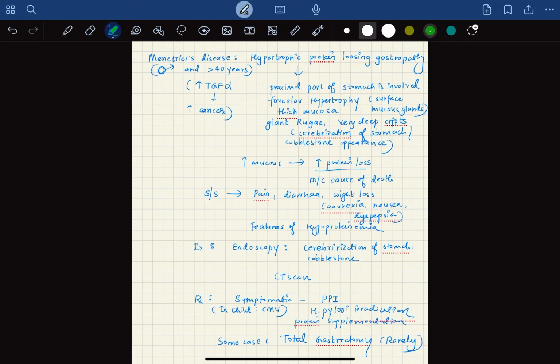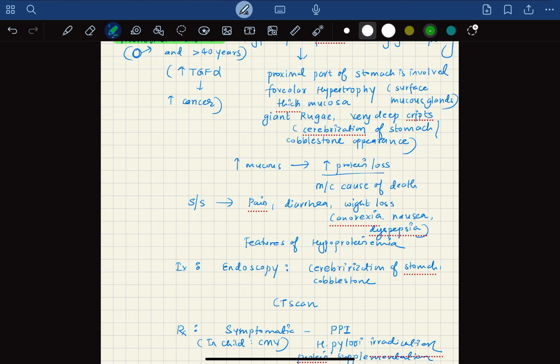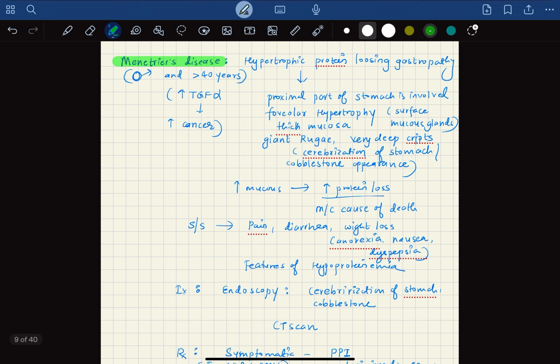So in this video I'm going to talk about Menetrier's disease. So let's see. Menetrier's disease is a hypertrophic protein losing gastropathy. It means the proximal part of the stomach is mainly involved. There is foveolar hypertrophy.